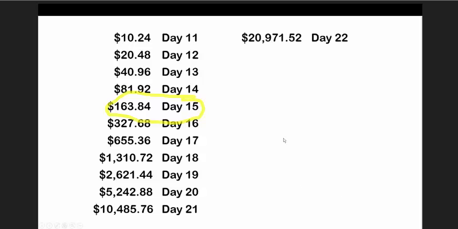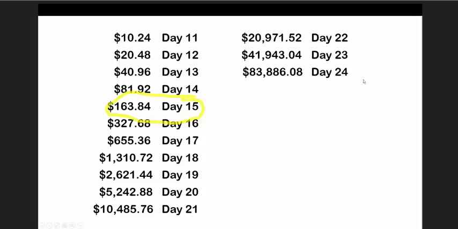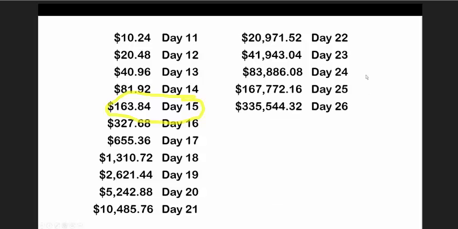Now we're seeing that there's a lot of work up front in investing, it takes a lot of time, and then all of a sudden, before you know it, it's compounding. Day 22, we hit $20,000. Guess what? Day 24, we're now greater than that initial offer I gave you of 50 grand. Keep going.